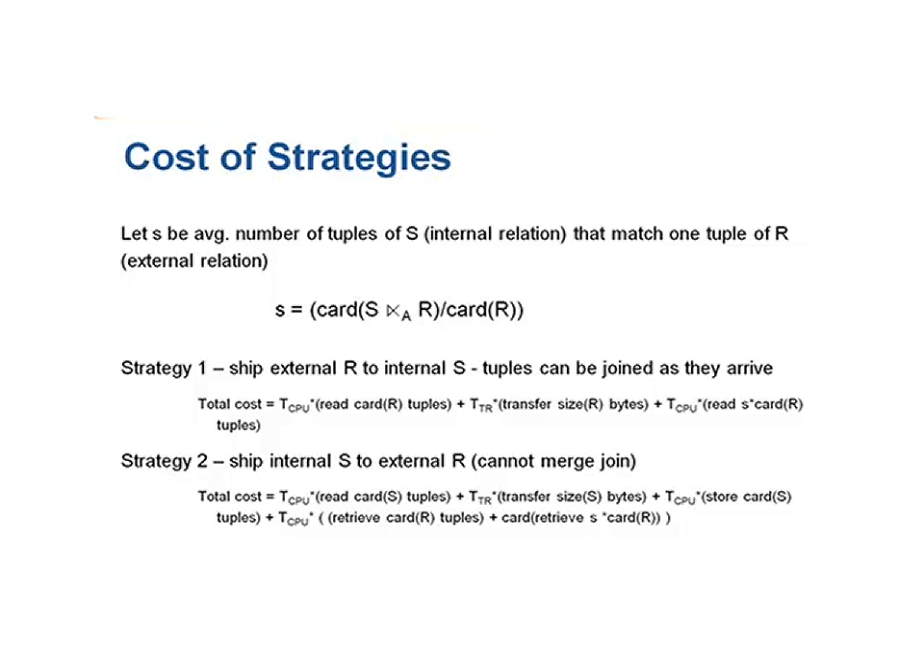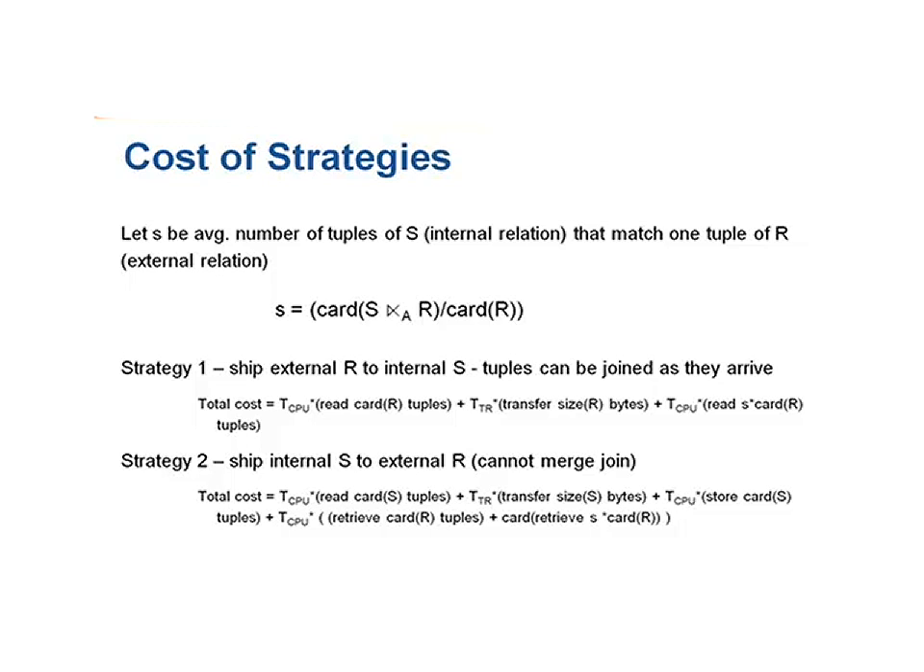So strategy number one is where we ship the external table R to the site where the internal table S is, and the tuples can be joined as they arrive. The total cost of this strategy is reading the rows of R and multiplying that by the time to do a CPU read, which is T sub CPU, and then transferring this entire table R off to the site where table S is located, which is basically transferring the size of R to S, and then reading each row of S that's applicable to be joined, and that becomes read of S times card of R.